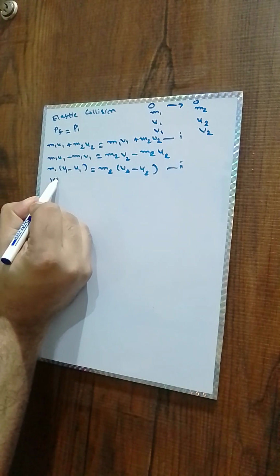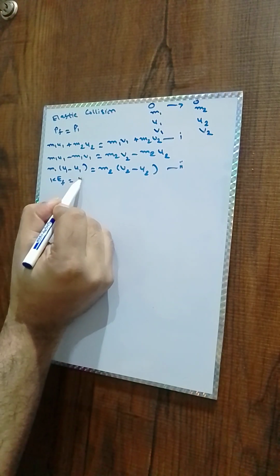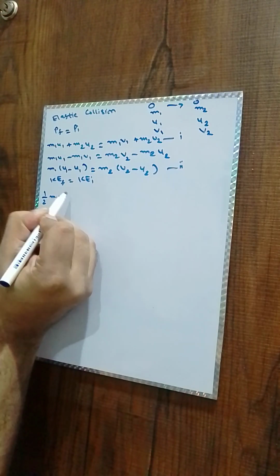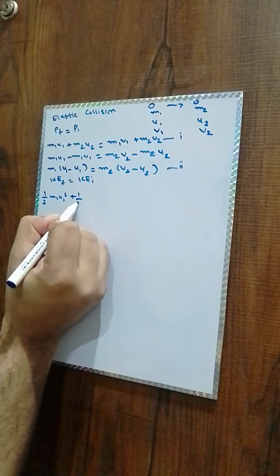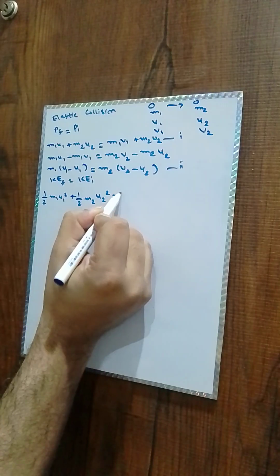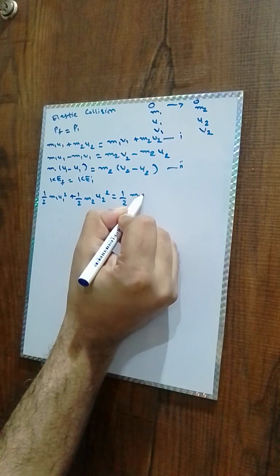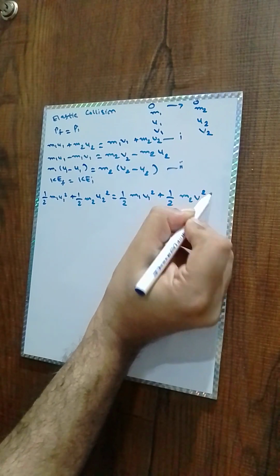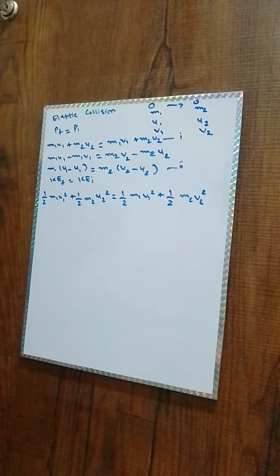And also kinetic energies are equal. Kinetic energy final is equal to kinetic energy initial in systems. So from this proposition we can develop an assertion: 1 by 2 m1 u1 square plus 1 by 2 m2 u2 square is equal to 1 by 2 m1 v1 square plus 1 by 2 m2 v2 square.